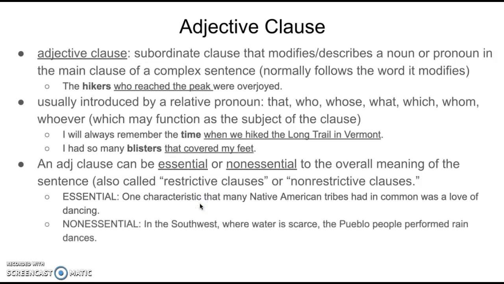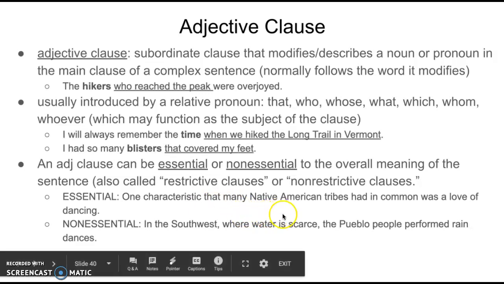Now, a non-essential clause, you'll know it's non-essential because it's separated by commas, which means just like in appositives, you can take it out and the overall meaning wouldn't really change. It's adding information that's not essential to knowing the overall meaning of the sentence. In the Southwest, where water is scarce, the Pueblo people performed rain dances.